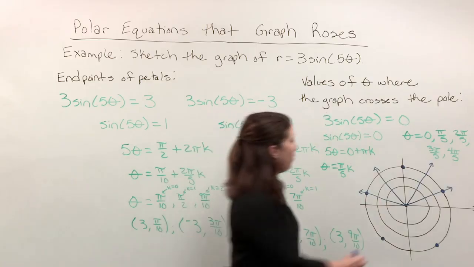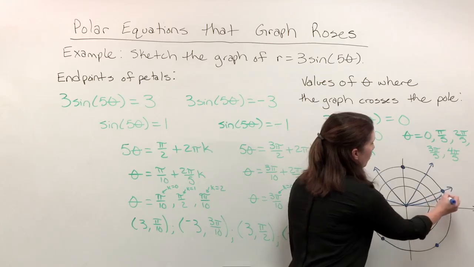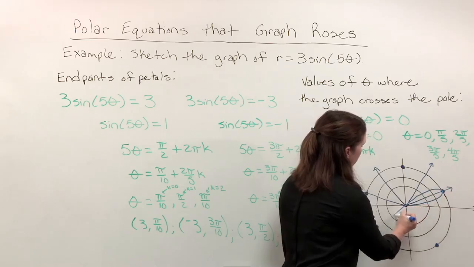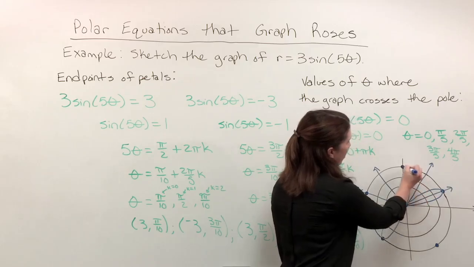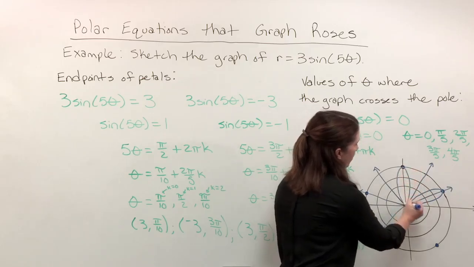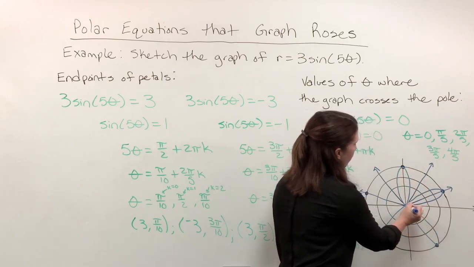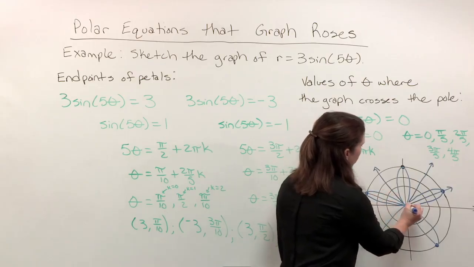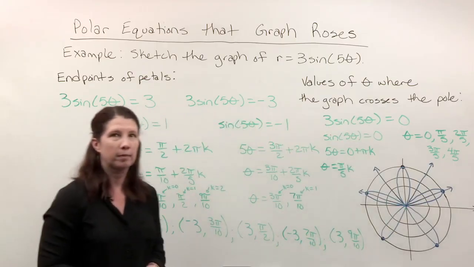So we can draw the graph now by starting at 0. The graph will loop through the endpoint of the first petal and back through the pole, down to form the second petal, back up through the pole and up to form the third petal, back down through the pole to form petal 4, and then finally loop back through and form the fifth petal.